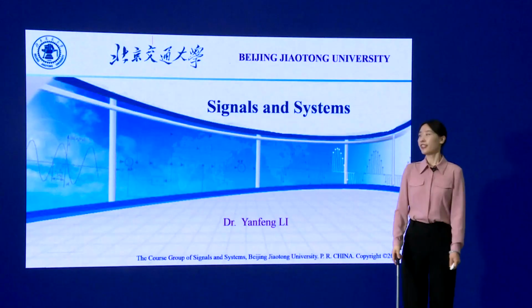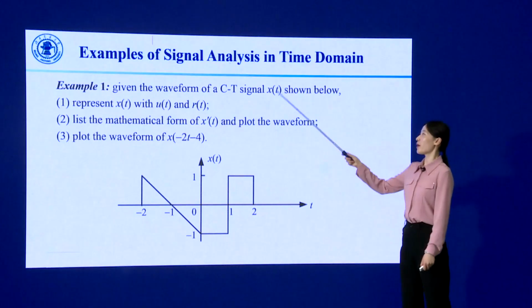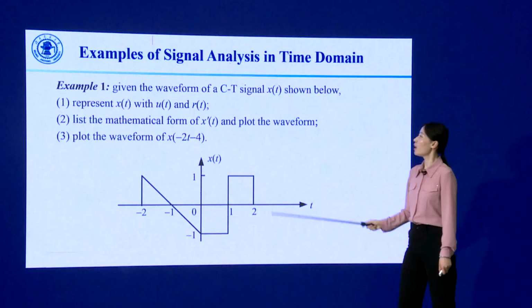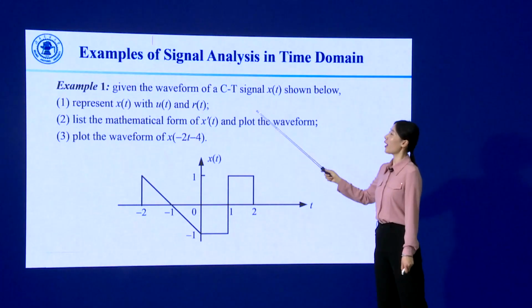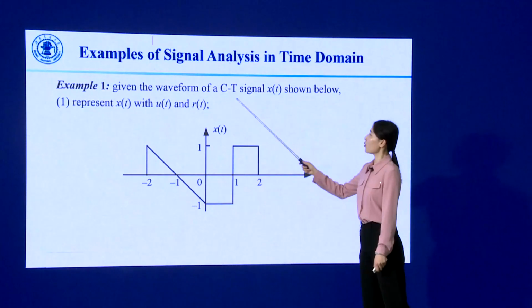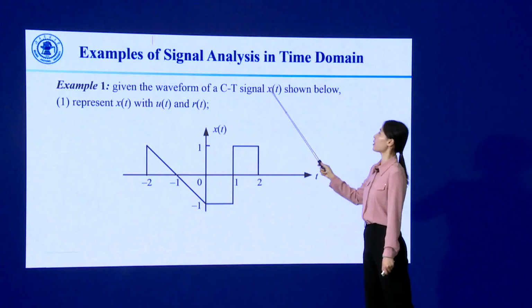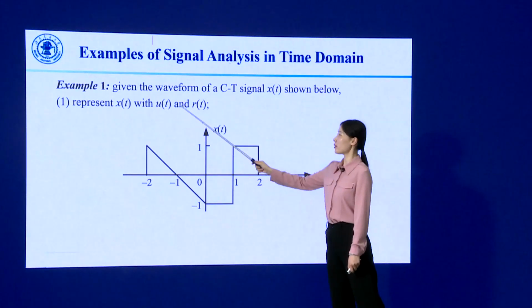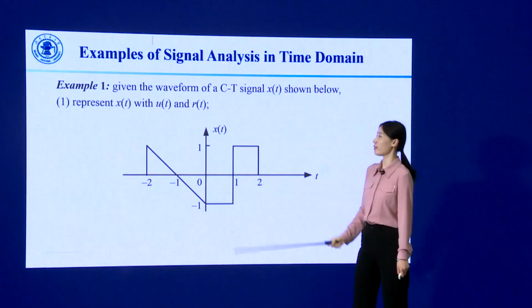Hello everyone. In this lecture, we will give some examples of signal analysis in time domain. For this example, it has 3 questions. Given the waveform of a continuous time signal s(t), you should represent the signal with u(t) and r(t).